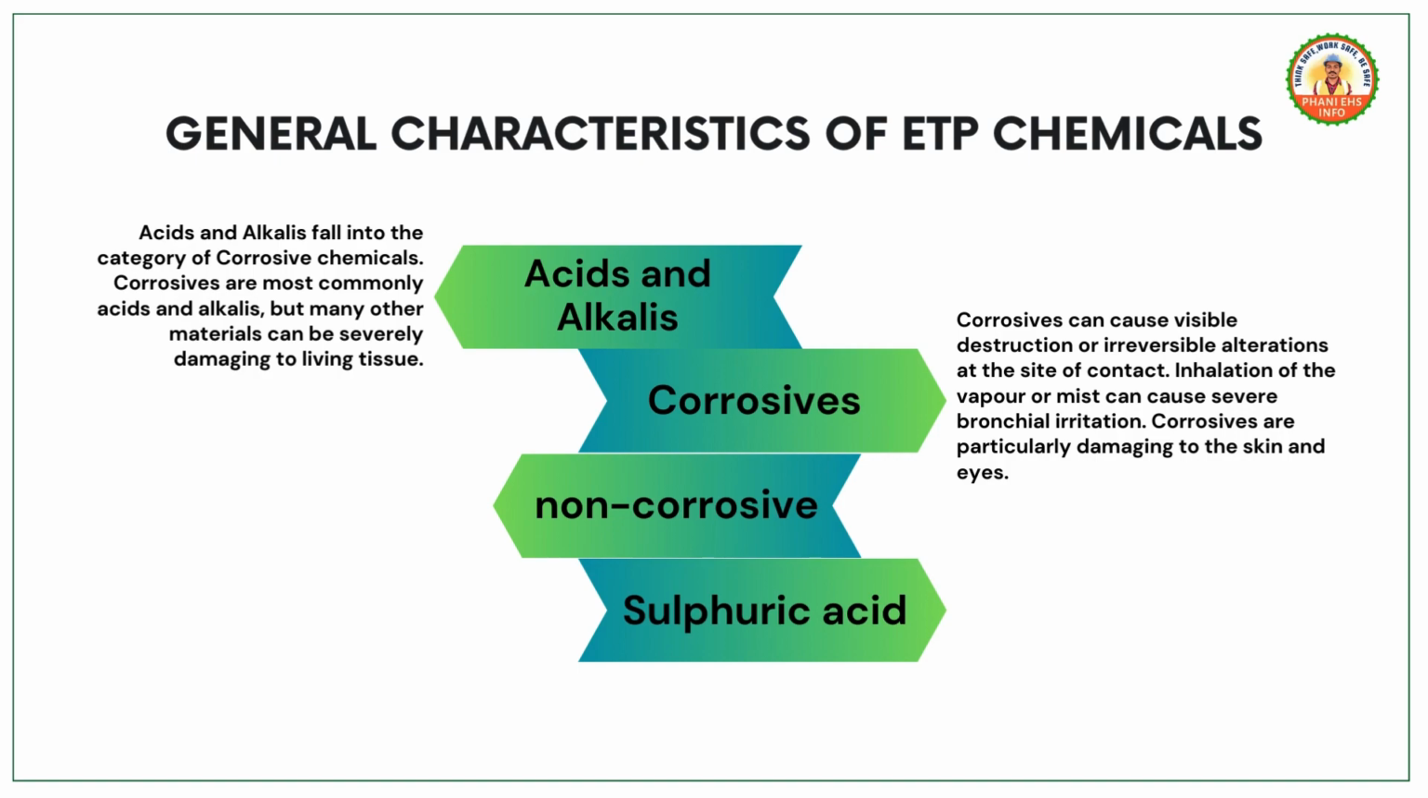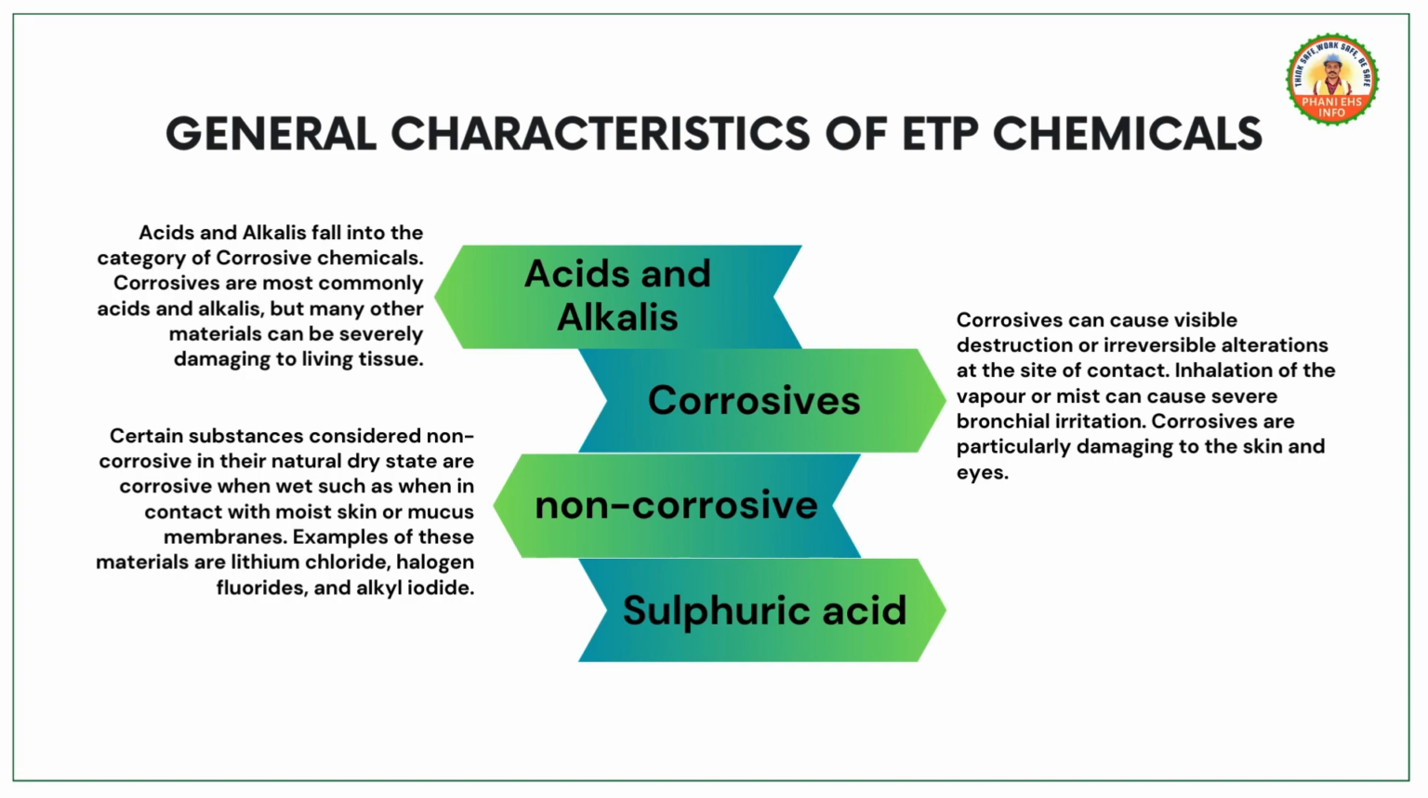Inhalation of the vapor or mist can cause severe bronchial irritation. Corrosives are particularly damaging to the skin and eyes. Certain substances considered non-corrosive in their natural dry state are corrosive when wet, such as when in contact with moist skin or mucous membranes. Examples of these materials are lithium chloride, halogen fluorides, and alkyl iodide.